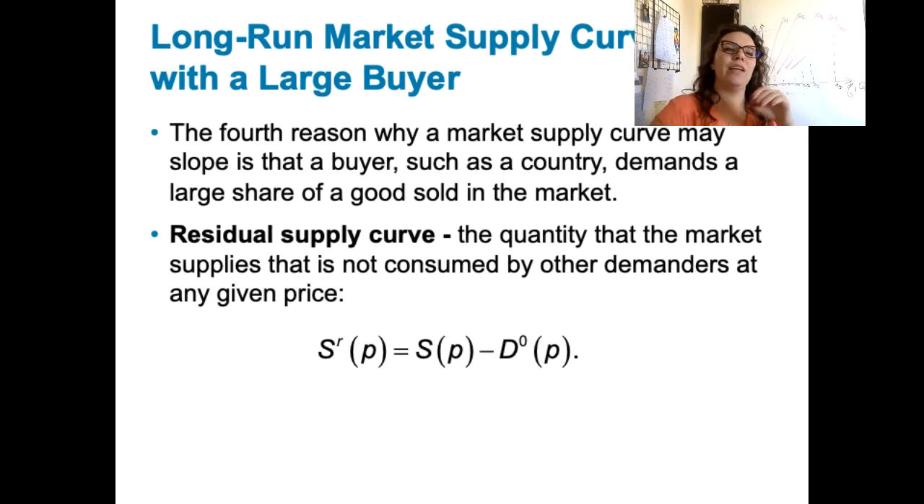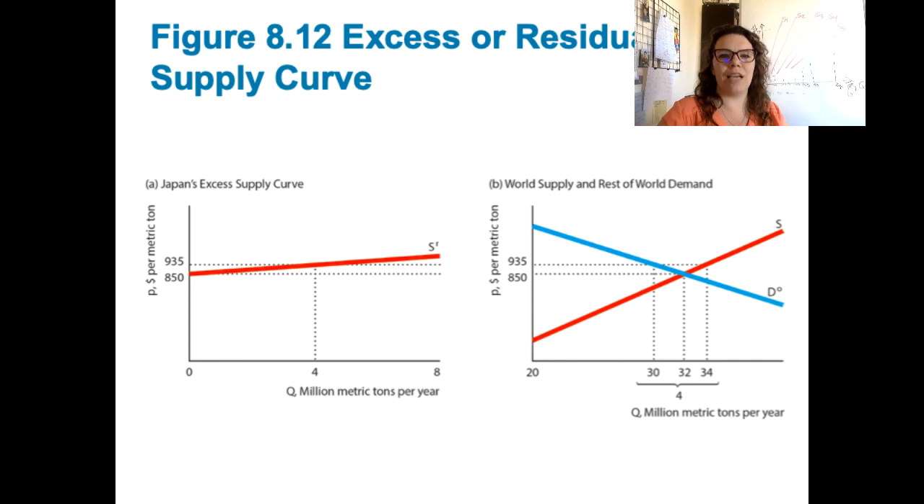Last example is if there is a very, very large buyer. If there's a really large buyer in the market, we can think about a large importer relative to the world price. We're going to see the residual supply curve generate that upward sloping supply curve. You can see an example here where we have Japan's excess supply for, I think it's cotton again, oh, it's textiles. But what we see is that the excess demand of a big buyer is going to drive up their individual supply curve because the residual supply curve is going to be different.